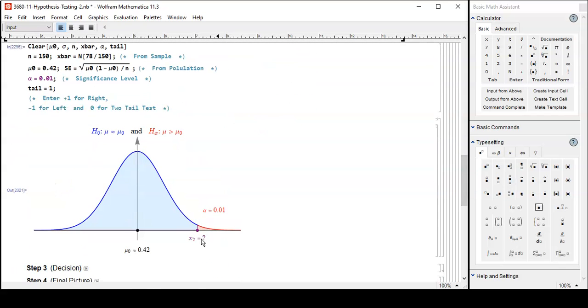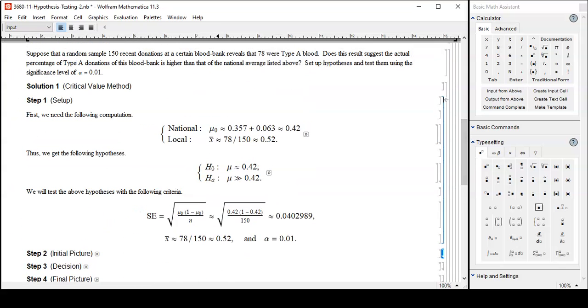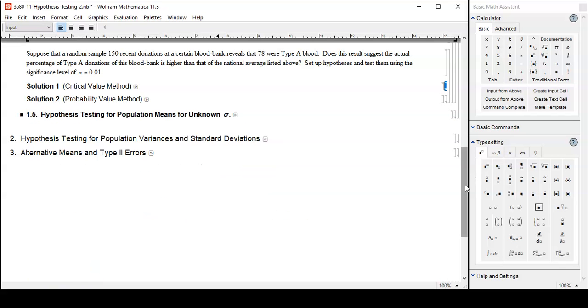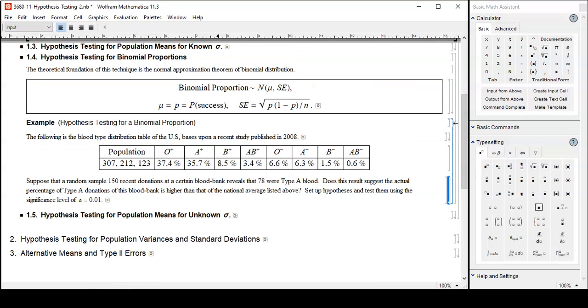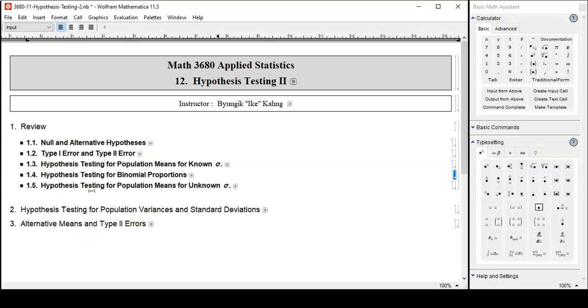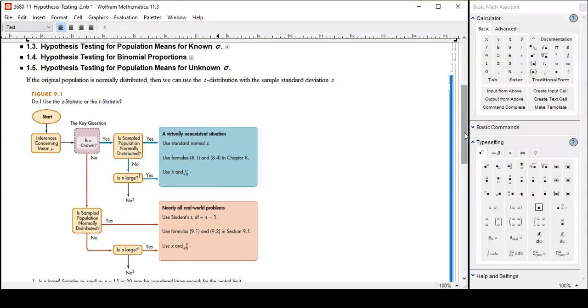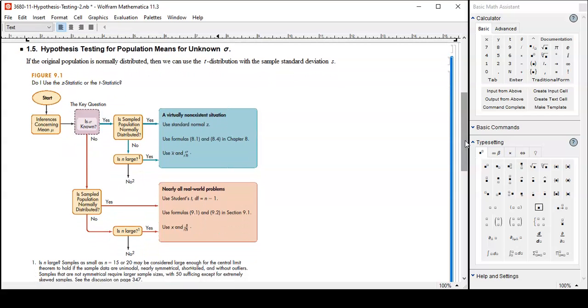And then once you find out the critical value, you can compare that with the sample proportion, in this case 78 out of 150, which will be 52%, and then you can make an appropriate conclusion out of this. The third type we discussed was testing population means for unknown sigma value. So unknown sigma value will have to use sample standard deviation, and that's going to be a t-table problem.